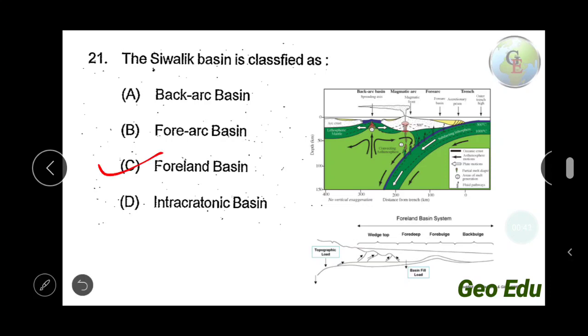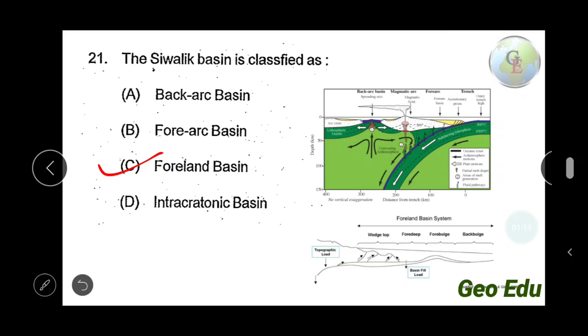As you can see here, what is a Foreland Basin? When there is an orogeny, a folded mountain belt, due to the pressure of that crustal block, the peripheral ground around the periphery of that orogeny will subside a little. That is known as a Foreland Basin.